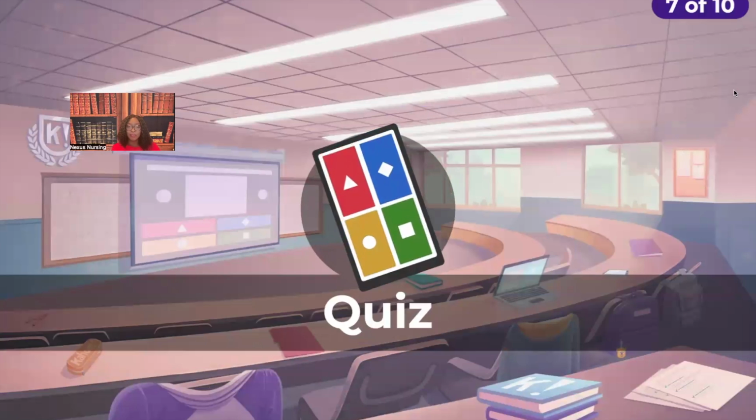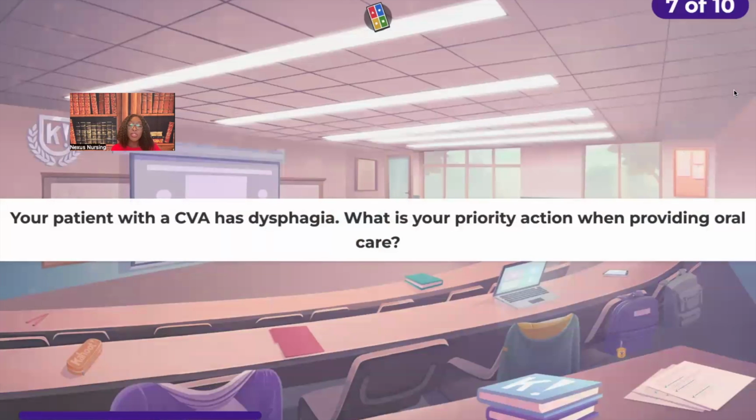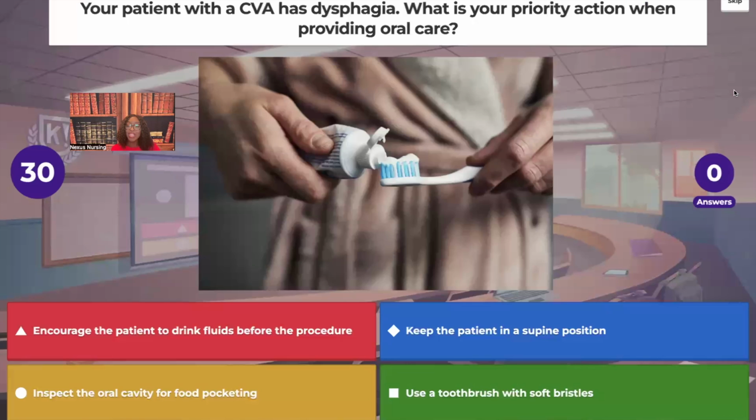All right, moving on. Your patient with a CVA has dysphagia. What is your priority action when providing oral care? Is it to encourage the patient to drink fluids before the procedure? Is it to keep the patient in a supine position? Would it be to inspect the oral cavity for food pocketing? Or would it be to use a toothbrush with soft bristles? Your patient has dysphagia. What's going to be your priority nursing action?